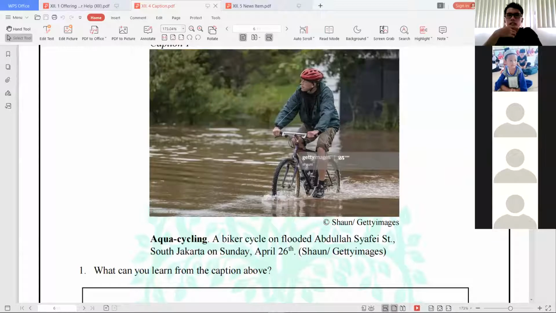So this is the very minimum requirement of a good caption. The first one, aqua cycling, is the one to grab attention. So the first words or phrases in the caption should be eye-catching to grab the audience's or watchers' attention. Aqua cycling. What does aqua cycling actually mean? And after that, who? A biker cycled on the flooded what? Abdullah Shafi'i Street, Jakarta, where? And on Sunday, April 26 is when. Sean is the one who took the picture, and Getty Images is where the picture was first released.